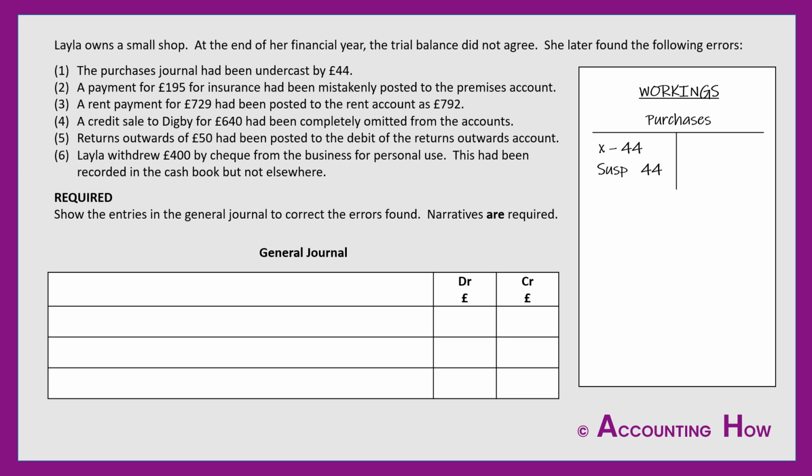So that £44 will need to be double entered to a suspense account. And now from my working, I've got enough detail to know what to do. So what have we had to do to put this right? Well, we've debited the purchases account. So in my general journal, the first thing I'm going to record, purchases account was debited with 44.